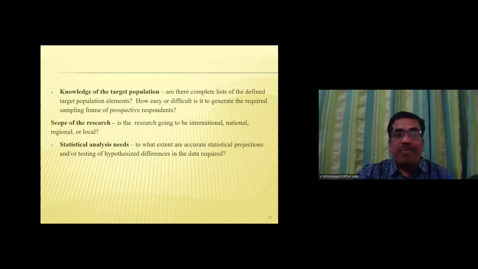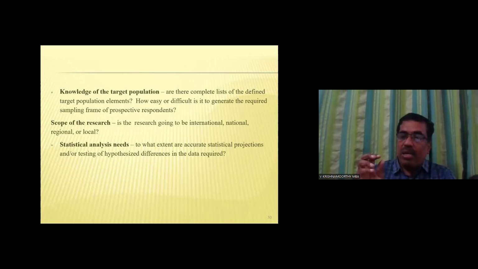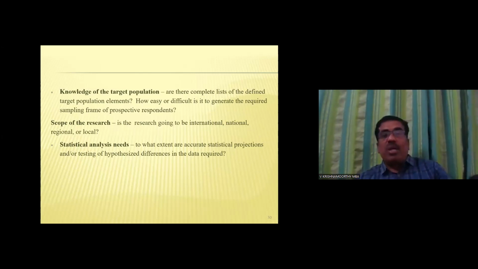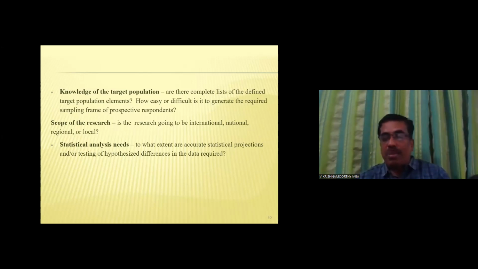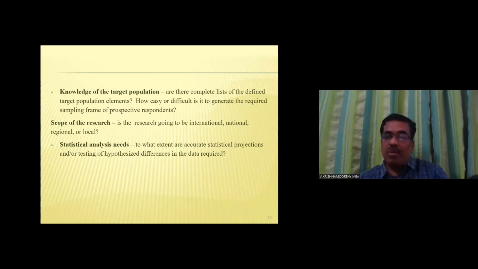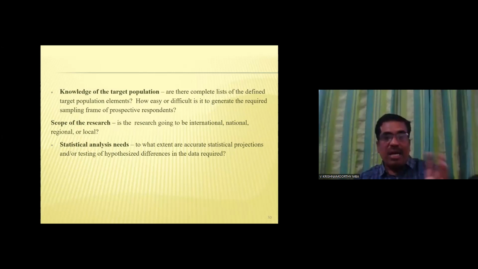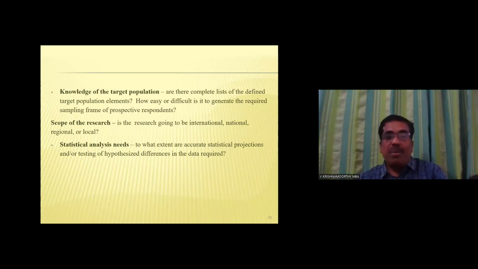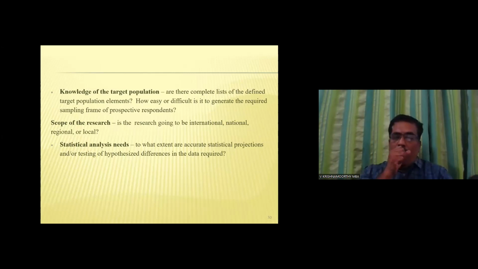Another important thing, let's take the knowledge of the target population. If you know the target population, in such circumstances, you can use both probability or non-probability. If you don't know anything about the target population, again, in such circumstances, you will be confused whether you are going to use probability sampling or non-probability sampling.